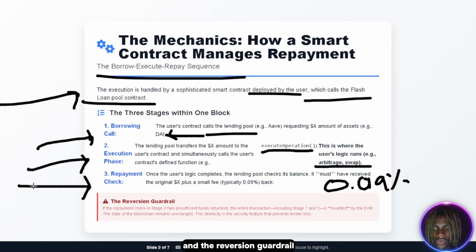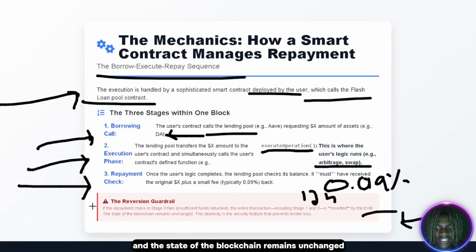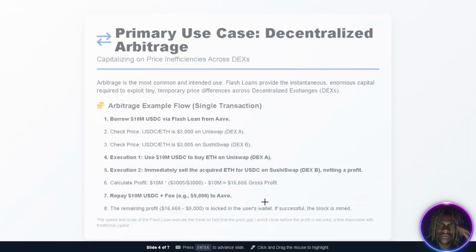And the reversion guardrail. If the repayment check in stage three fails, for example an insufficient funds return, the entire transaction, including stages one, two, and three, is going to be reverted by the EVM, the Ethereum Virtual Machine, and the state of the blockchain remains unchanged. And the atomicity is the security feature that prevents lender loss.